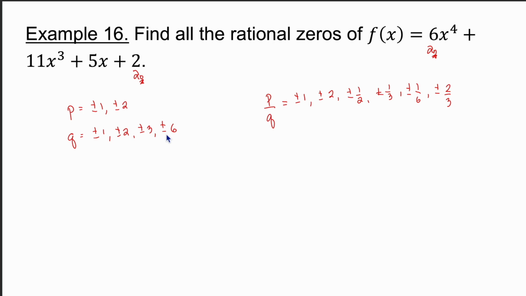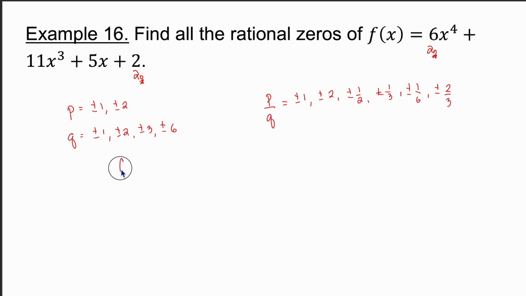Paano nakuha yan? I-combine mo lang ito. Kunwari, 1 divided by 1, 1 divided by negative 1. Okay? Lahat yan. Ito yung kakalabasan ng lahat ng combination. Ngayon, ano yung mga zeros ng f of x natin gamit ito? Using the factor theorem, pwede nating ipasok yung mga values.